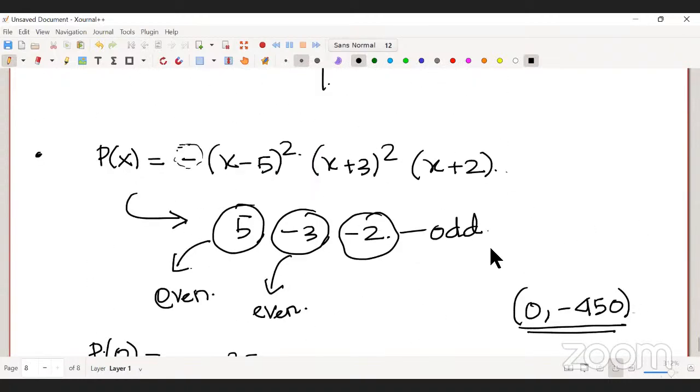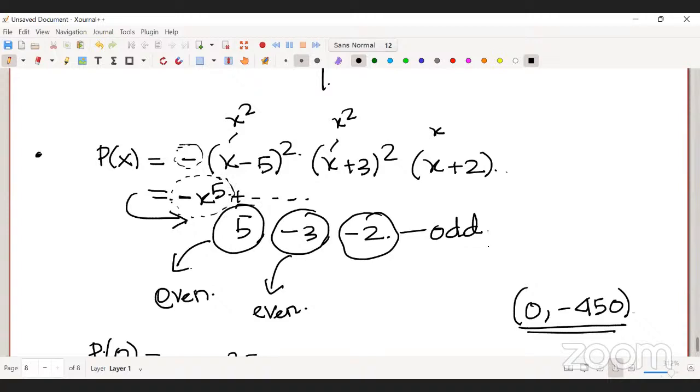Next thing is we need to find the end behavior. So what is the leading term here? This is x square, and this one also x square, and x. So 2 plus 2, 4, 5. So the highest term is minus x to the power 5. After that you will get some lower degree terms, but we don't care about those. The only thing that gives us the end behavior is the highest degree term and its coefficient.